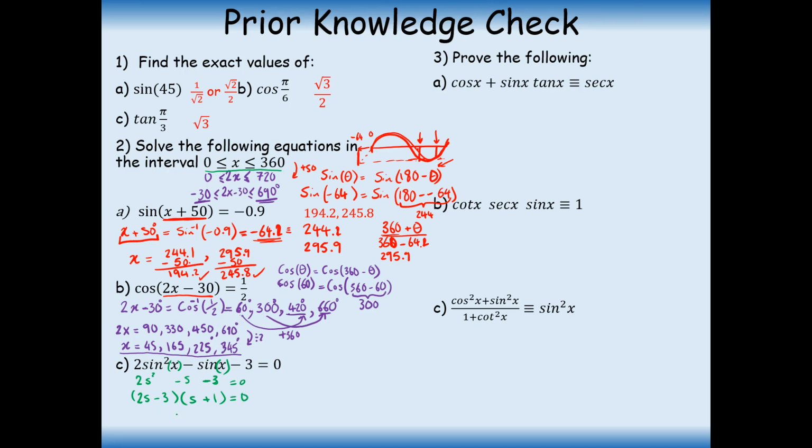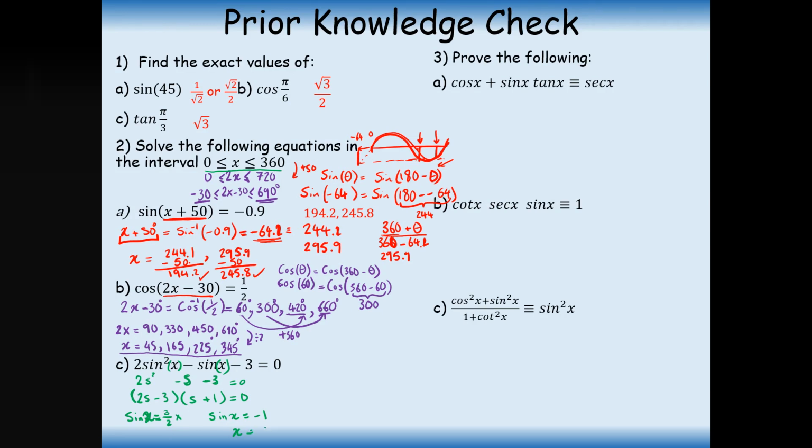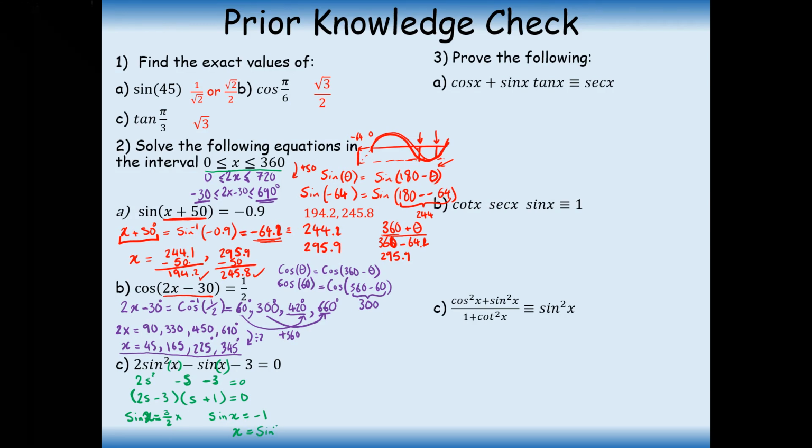So when I multiply this out, I'll have positive 2s minus 3s will give me minus s in the middle. If you're not sure, you can also use your calculator to get this answer. Solving this will give us sine of x to be 3 over 2, positive 3 over 2, which is impossible to have. So we'll discard that answer. Sine of x here will be minus 1.